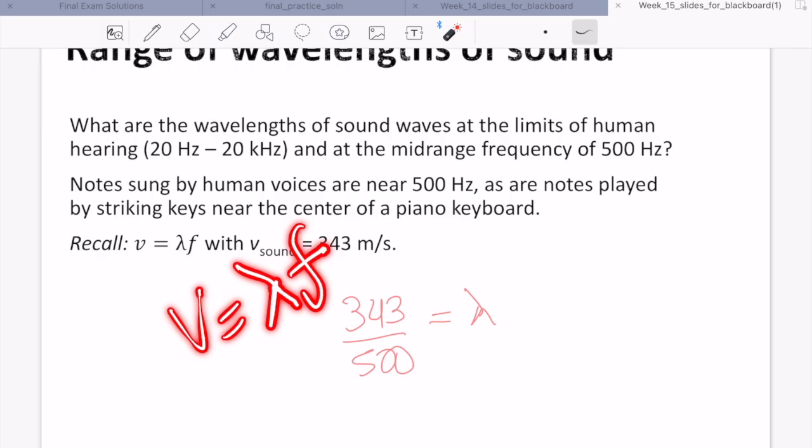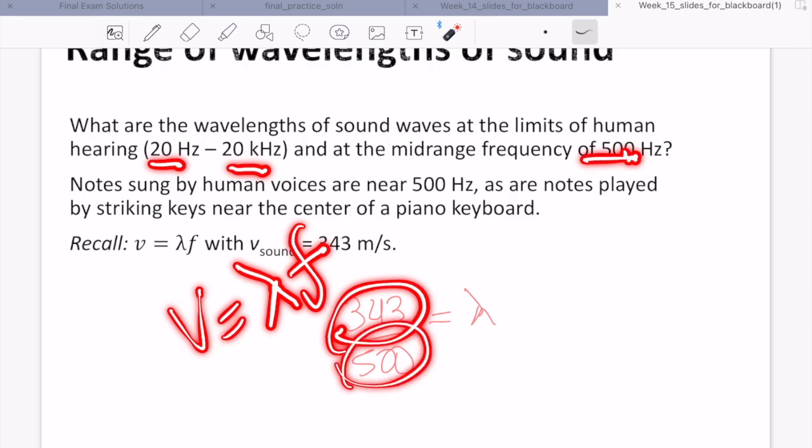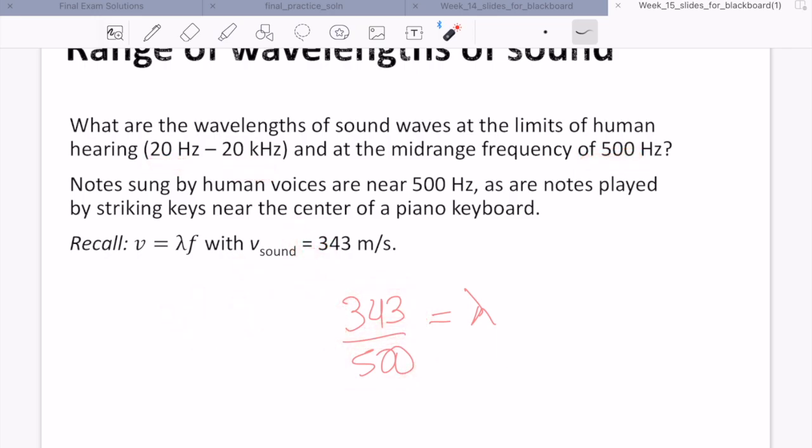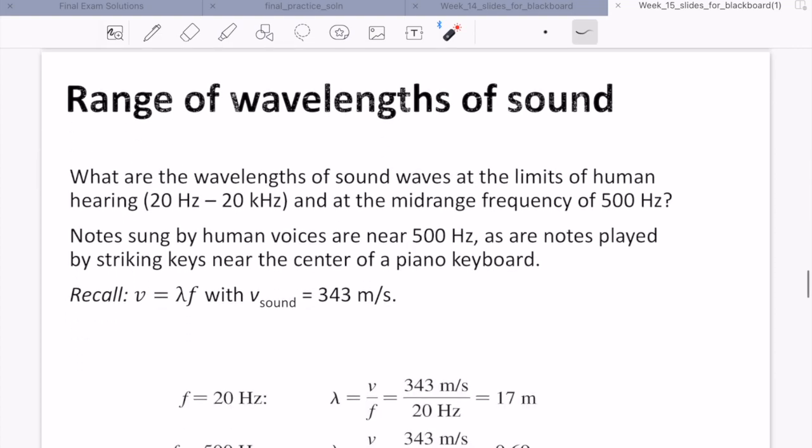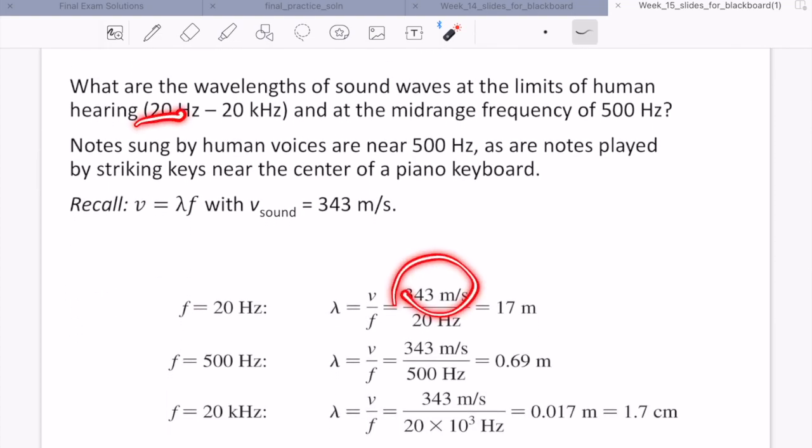So you have these frequencies: 20 hertz, 20 kilohertz, and 500 hertz. We take the speed of sound divided by every single frequency, and we should be able to get our wavelength. So they did 343 divided by 20, 343 divided by 500, and 343 divided by 20,000. So you get every single wavelength there.